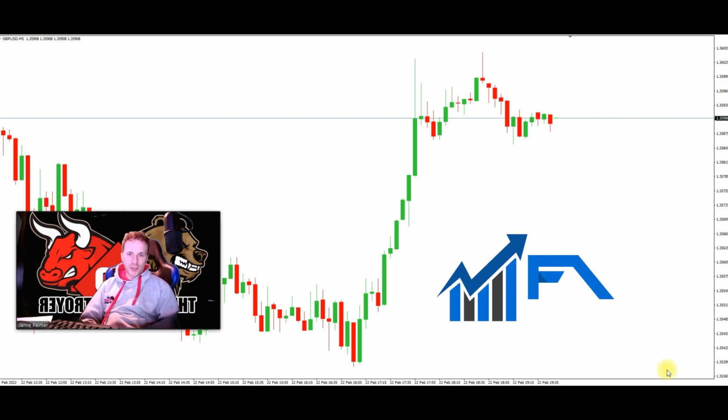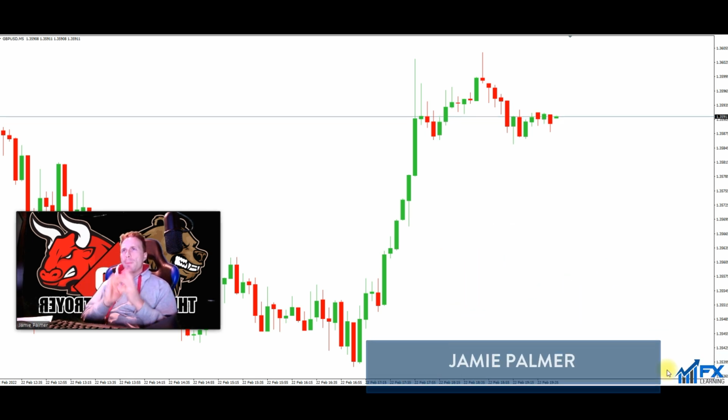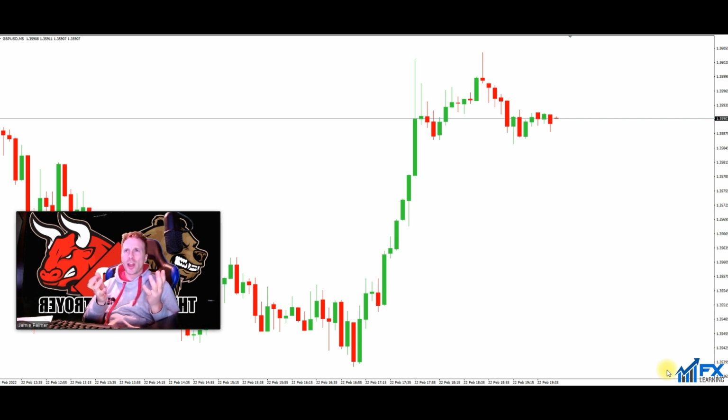Let me ask you a question. You've loaded up your charts, GBPUSD, and you see this. Are you going to buy this currency pair because it's in an uptrend and that's the right thing you should do? Or are you going to sell it because it's been in an uptrend for quite a while? It's got to come down eventually, so I'm looking for sells. Are you going to take a buy or are you going to take a sell?